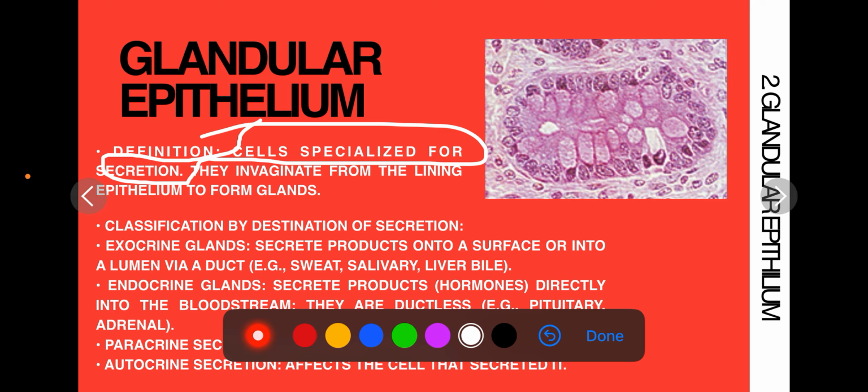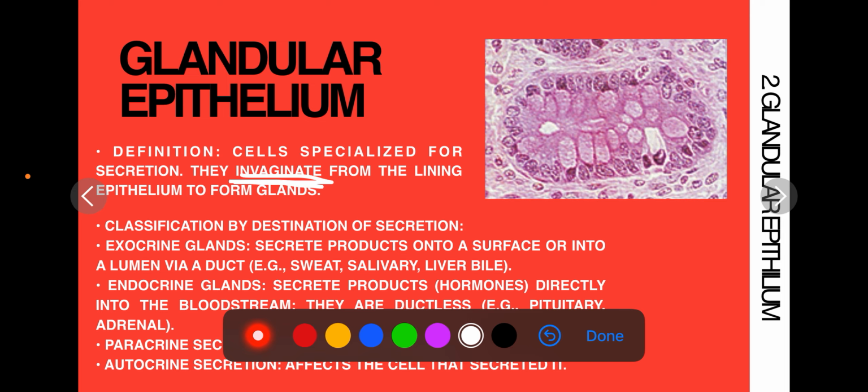And in this case, as we see, they invaginate. This is a part of their development, and this is the key word here. They invaginate from the lining epithelium to form glands. Invaginate. Well, let's move to the classification. The classification depends on the destination of the secretion. And this is what I promised you about the types of glands, right? So we said exocrine and endocrine, but there are two other types you want to know.